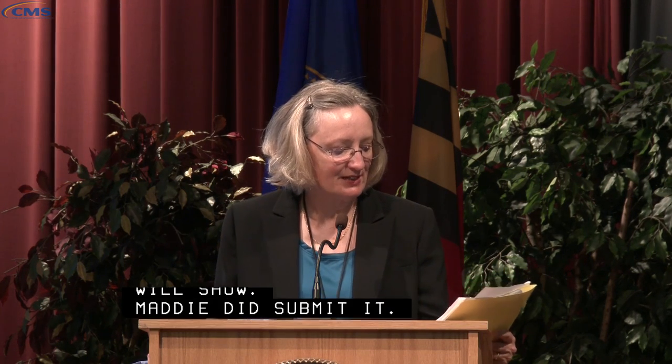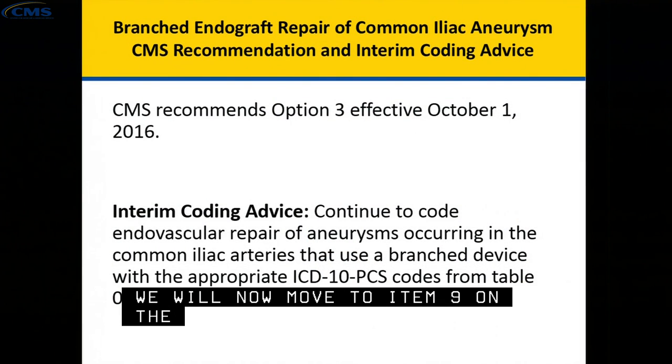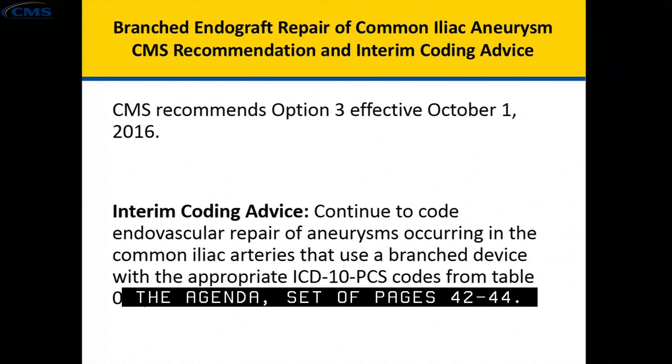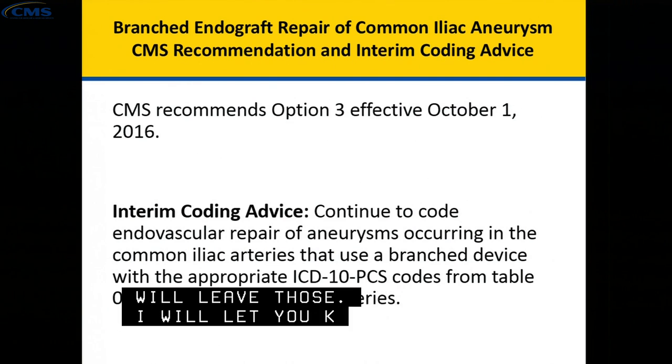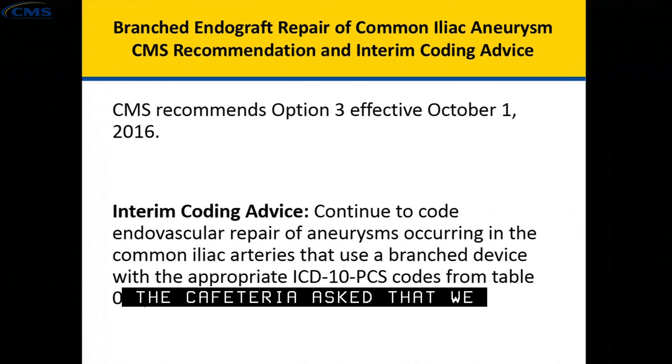Okay, we're going to now move to item 9 on the agenda, which is found on pages 42 through 44. And for the next four topics, Michelle Joshua is going to lead those. But I'll let you know about a timing issue. The cafeteria has asked that we break for lunch at 12:30 to 1:30. So we'll see how these go, and at whatever time we have a break, it'll be about 12:30 for our lunch.